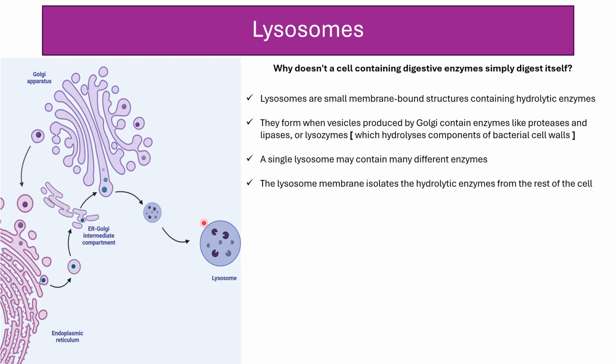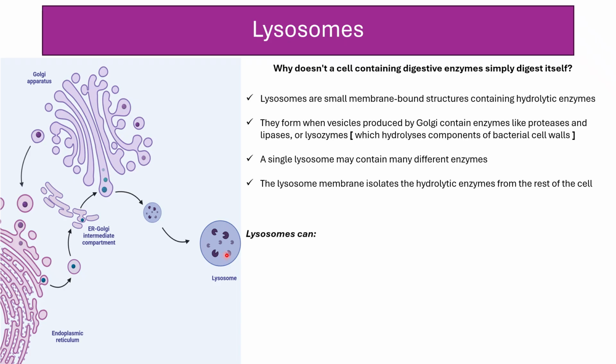And here we come to the question that we asked: why doesn't a cell containing digestive enzymes simply digest itself? It is because of the lysosome membrane. The lysosome membrane will make sure that the hydrolytic enzymes within the lysosome are kept away from the cytoplasm and the inside of the cell. As we mentioned before, this free space is the cytoplasm, and all the hydrolytic enzymes that could break down the cell will be kept away from everything by the lysosome membrane.